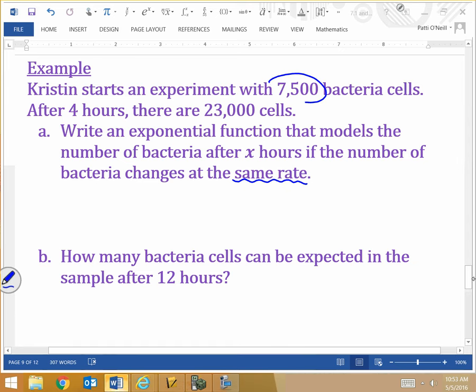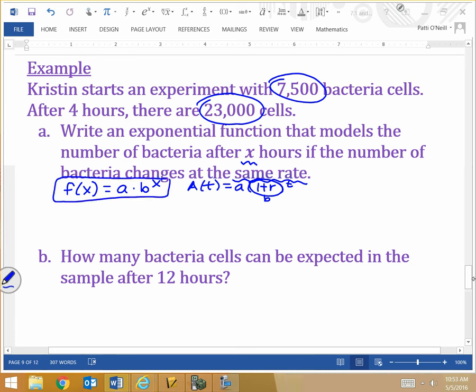What do these numbers 75,000 and 23,000 have to do with? Remember, here's my generic function: f of x equals a times b to the x. And I used a different version of that when I used A of t equals a times 1 plus r to the t. But we said 1 plus r is really just b this time. We are talking about time, so it's kind of like we're working with the second version of this, but the problem says use the variable x instead of t. So I think I'm going to rely on this formula here first.